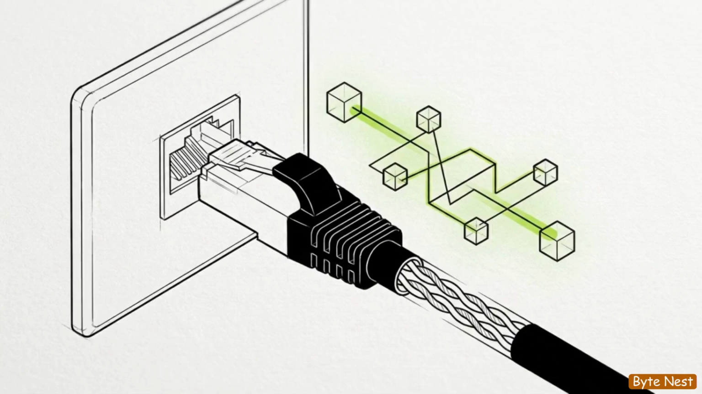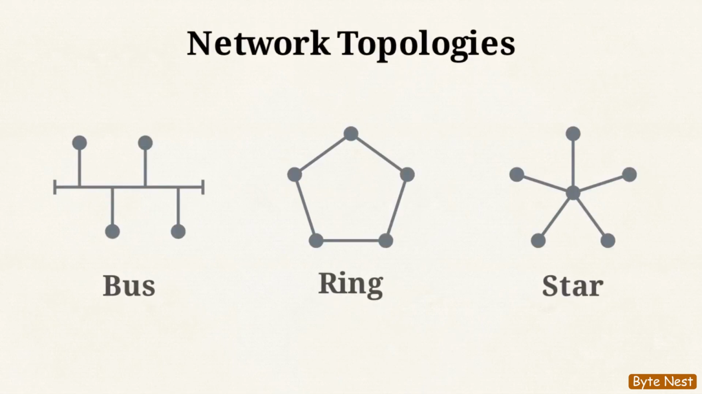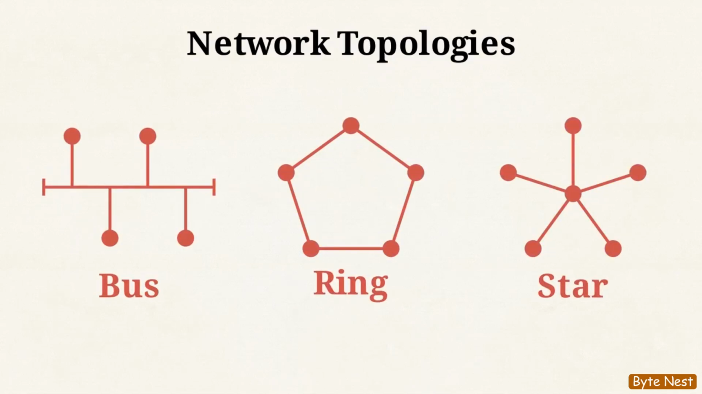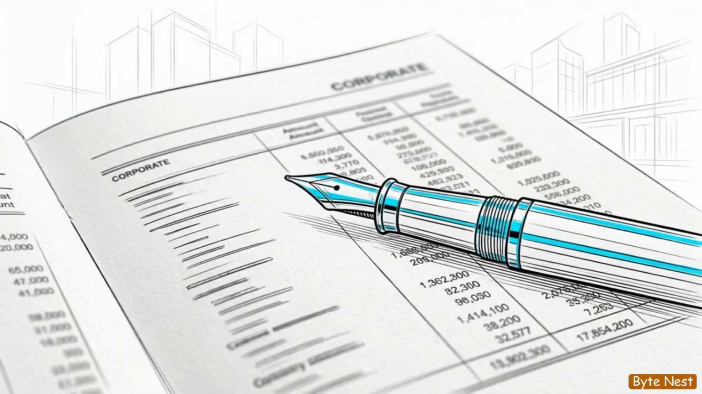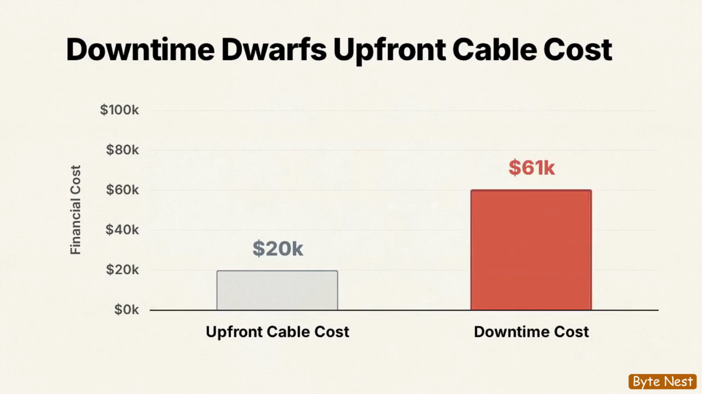But having a physical connection doesn't dictate how data actually travels. That is the logical topology, the specific path data takes to move through that physical layout from one device to another. This diagram introduces the three foundational shapes that built modern networking: the bus, the ring, and the star. Choosing a shape for a network is a strict business calculation. You are directly weighing the upfront cost of physical cables against the long-term financial drain of network downtime.